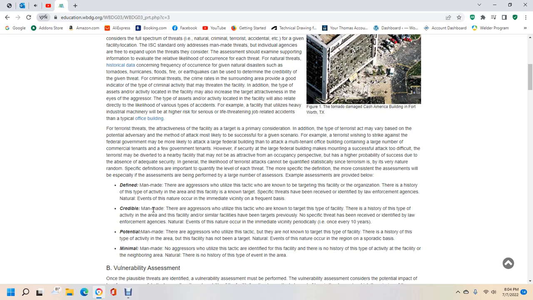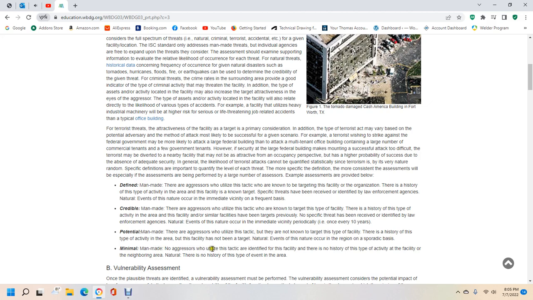Natural events of this nature occur in the immediate vicinity periodically, about once every 10 years. Potential, man-made: an aggressor who would utilize a tactic known with the target, with no history of this type of activity, and similar facilities have not been a target; natural events of this nature occur in the region on a sporadic basis.